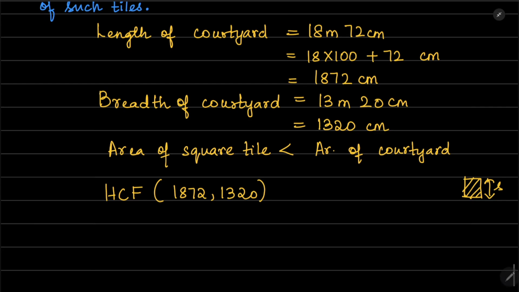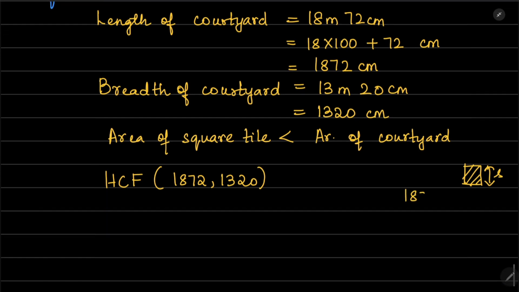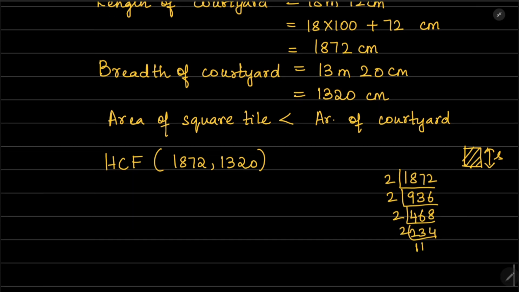First of all, let us do the prime factorization of 1872. So 1872, start with the smallest prime number 2. 2 9s are 18, 2 3s are 6, 2 6s are 12. Again 2, 2 4s are 8, 2 6s are 12, 2 8s are 16. Again 2, 2 2s are 4. And then again 2, 2 1s are 2, 2 7s are 14.